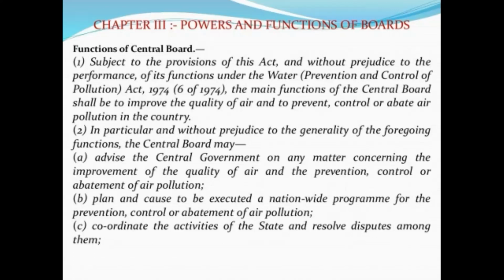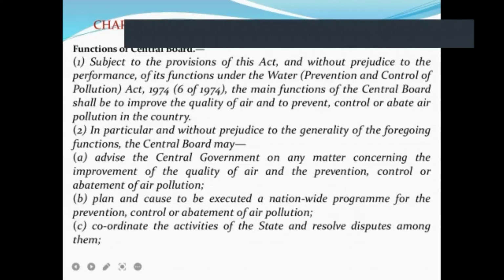Then plan and cause to be executed a nationwide program for the prevention, control or abatement of air pollution. These are all the rights, what we can say, all the powers of the central board. Then coordinate the activities of the state boards and resolve disputes among them.